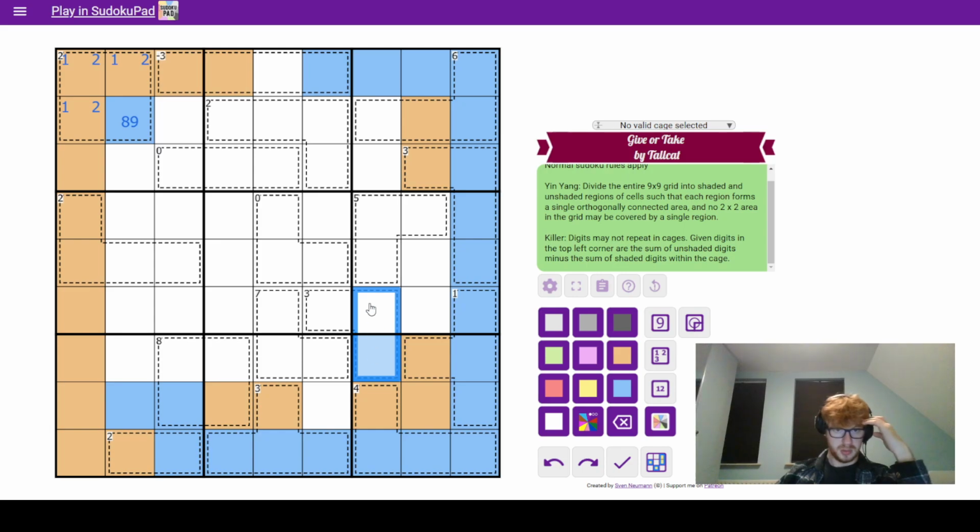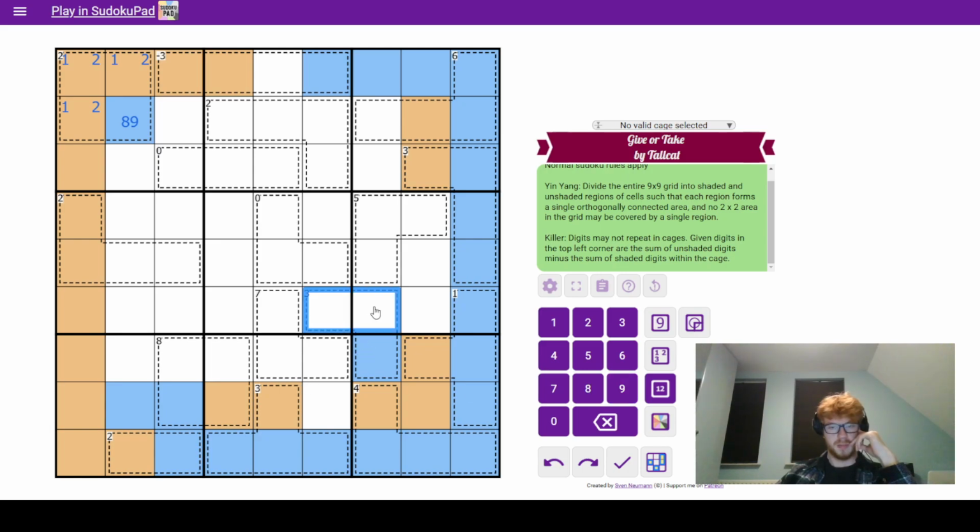Blue minus orange. Could these two be both orange? Blue minus orange. That would make this like 1, 2, and then that could be 6. Would make this 6, 7, 8, or 9, but even that is not very restrictive. Okay.